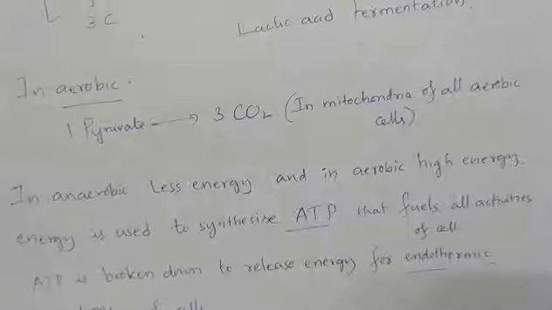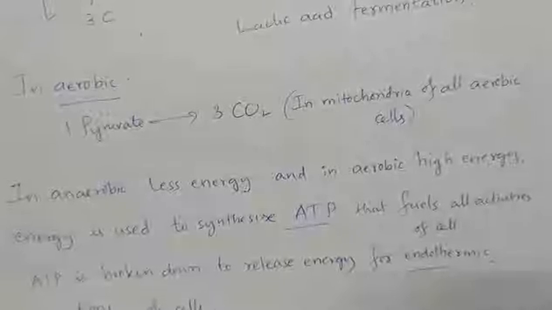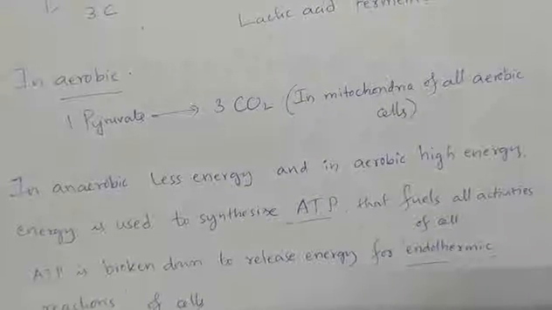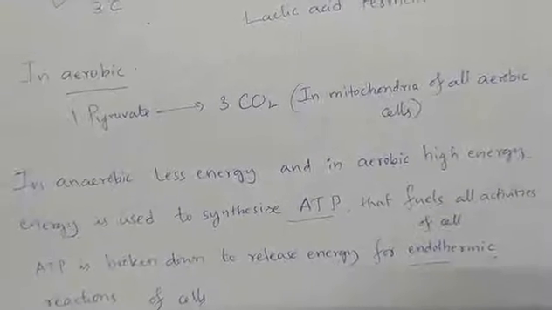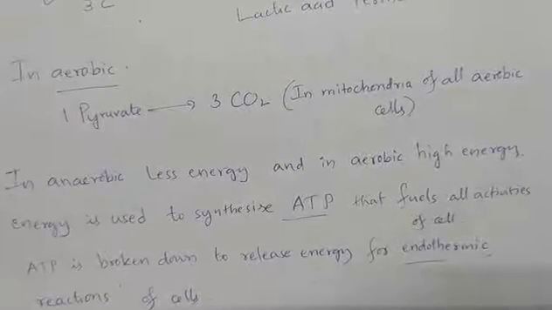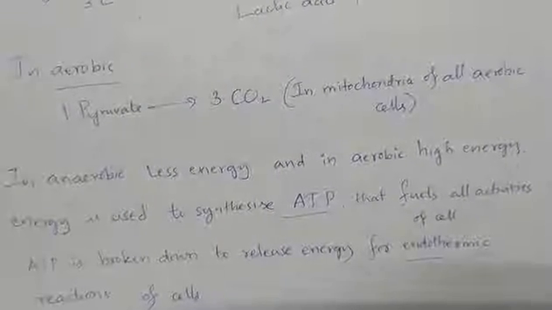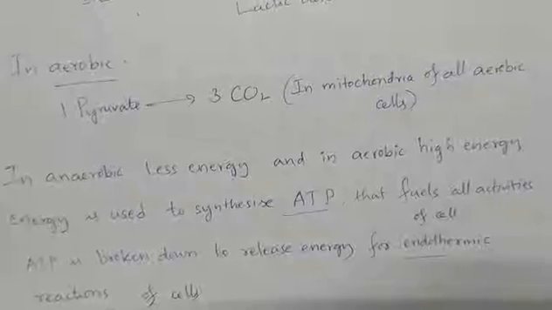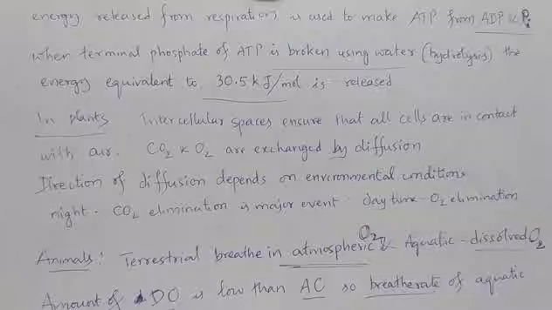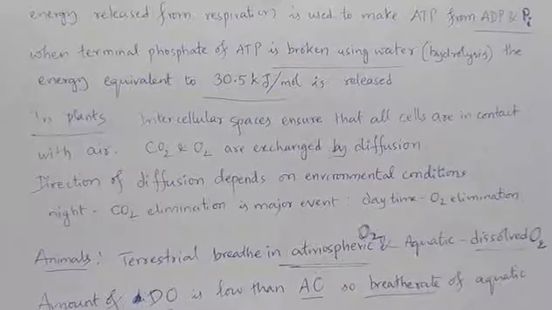When ATP is broken down, energy is released. And this energy is utilized by the endothermic reactions of cells. Endothermic means energy-consuming reactions of the cells. The energy that is released from respiration is used to make ATP.